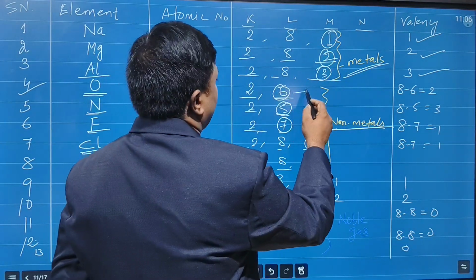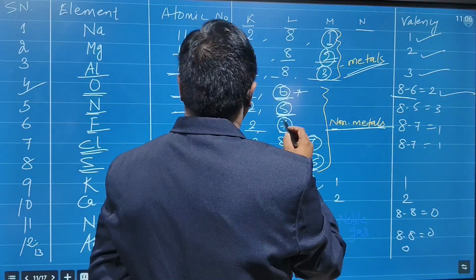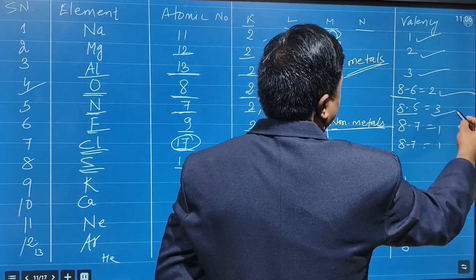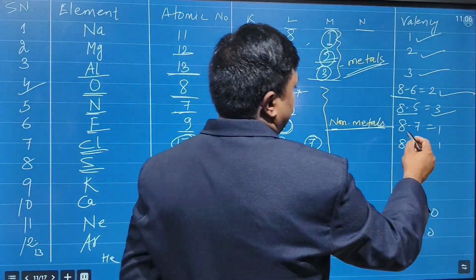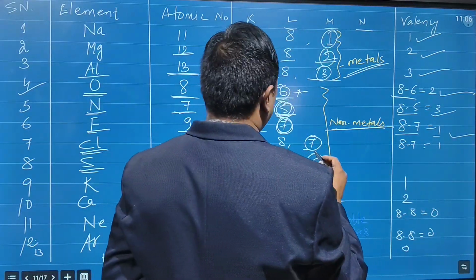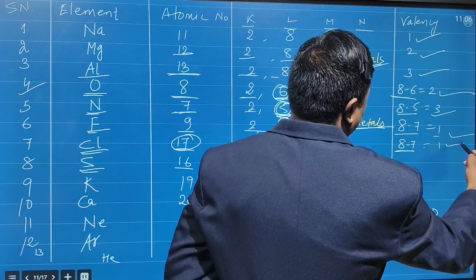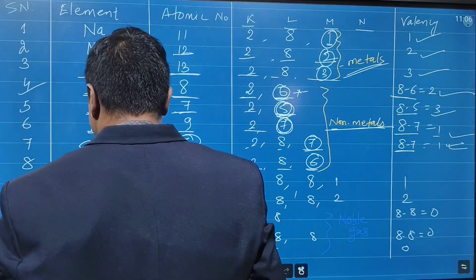In case of oxygen, what is the valency? 8 minus 6, that is 2. In case of nitrogen, 5 is the valence electron, so 8 minus 5, that is 3. Fluorine, 7 is the valence electron, so 8 minus 7, that is 1. Chlorine also very very important. Valence electron is 7, so 8 minus 7, that is equal to 1. Yes or no?